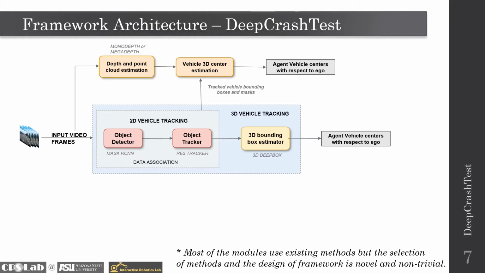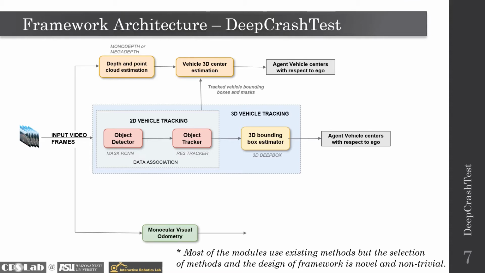To achieve this, we first use monocular depth extraction networks to extract depth of the scene and then use simple camera equations to generate 3D point cloud of the scene. We now utilize the outputs of the 2D vehicle tracking module to crop the region of the point cloud belonging to the vehicles. We can then apply simple averaging techniques to approximate the 3D centers of all the vehicles.